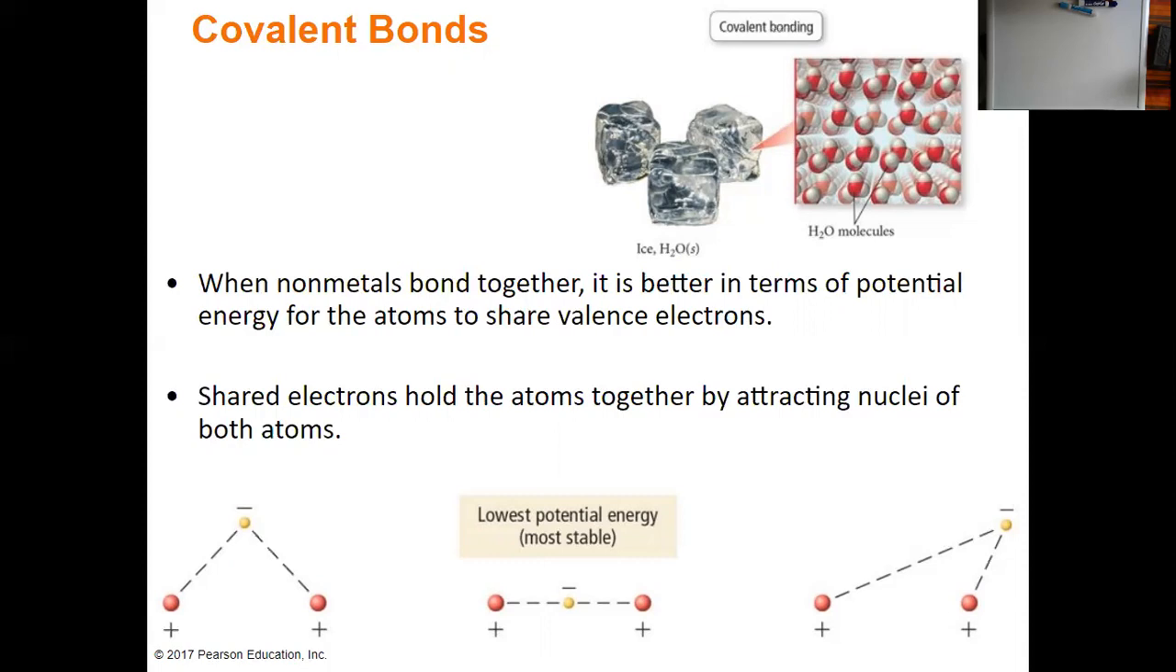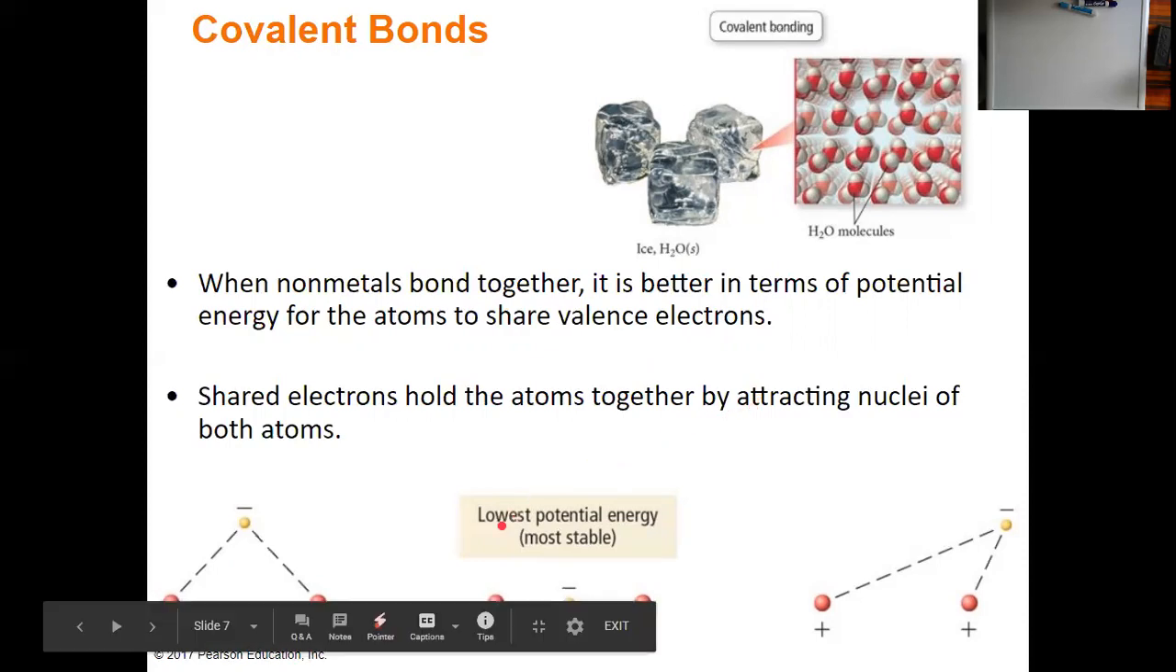With nonmetals, everything has a high ionization energy, so nothing wants to remove electrons. Instead, they decide that it is more energy efficient to share electrons between them. It turns out that the potential energy is lowest between nonmetals when the electrons are in between the nuclei of different atoms. That's what this is visualizing down here.